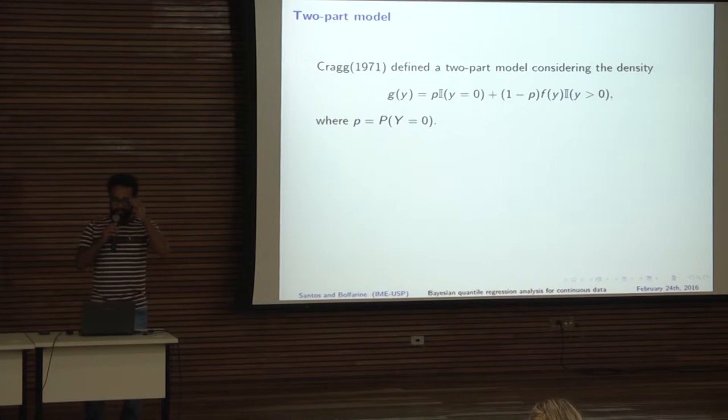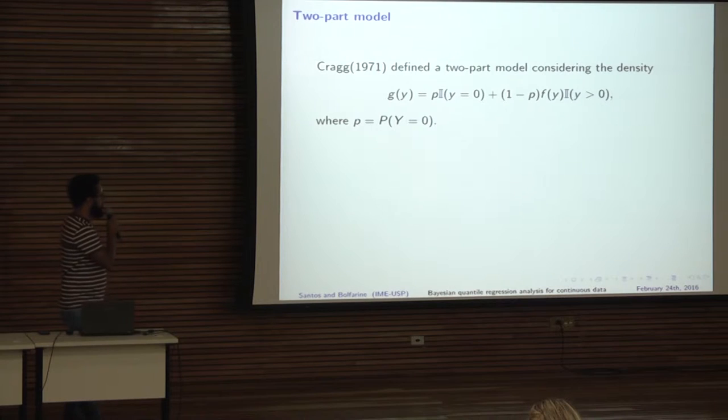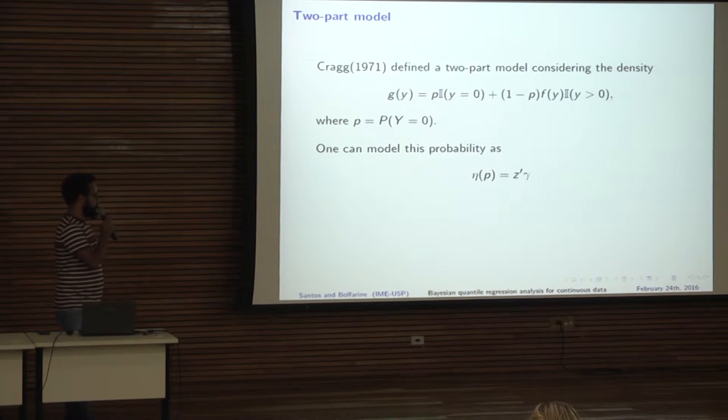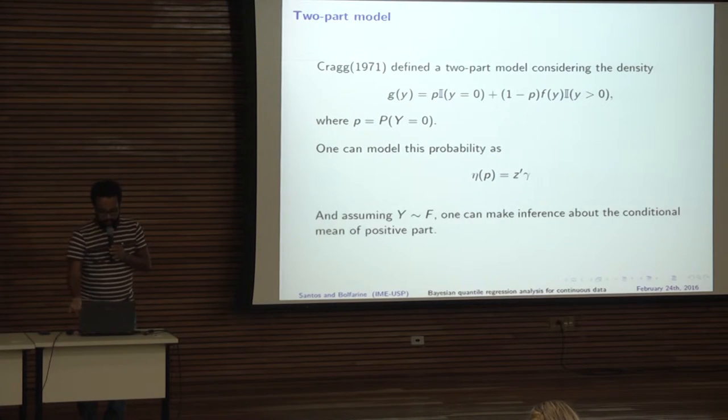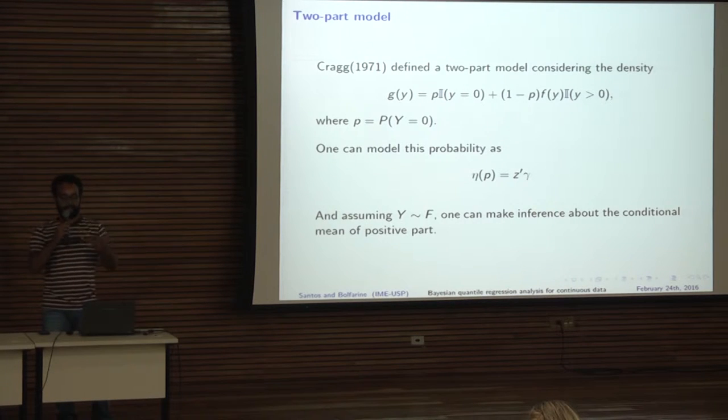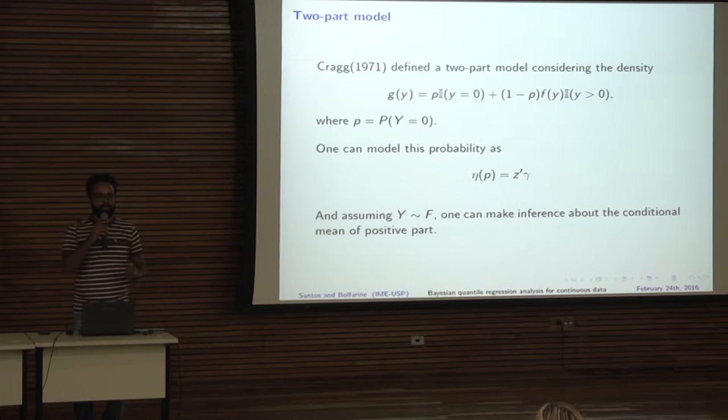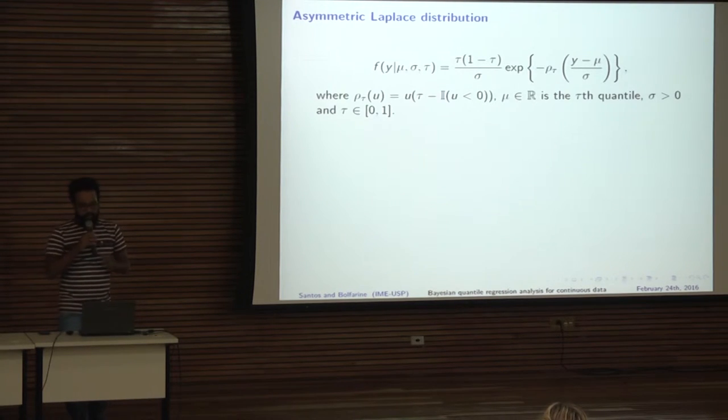If you want to model your data with this type of model, you can write your density in the following way. You will have a p, which is the probability of your response variable being equal to zero, and 1 minus p that it is going to be greater than zero. And you're going to assume some density to model the positive values. And you can add some covariates to model the probability through a link function, for instance, the logistic function. And if you assume some distribution for the positive part, you can make inference, for instance, about the conditional mean of this positive part. So this is what he did in 1971. And we're going to start with something similar, just because we are interested in looking at the quantiles of this distribution. We're going to propose using in that F function the asymmetric Laplace, as Migon already mentioned yesterday.